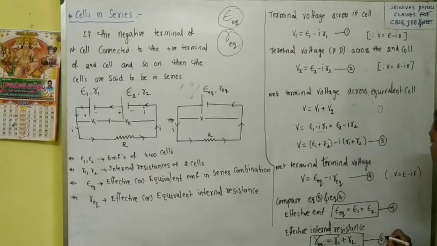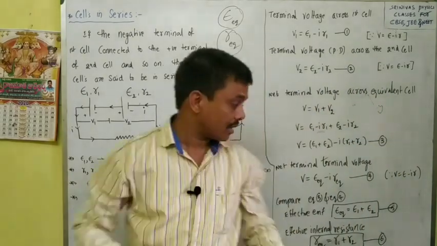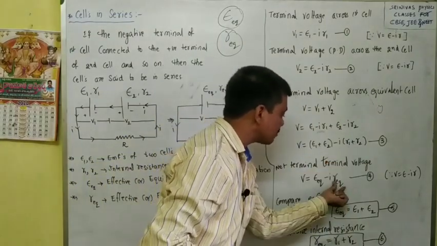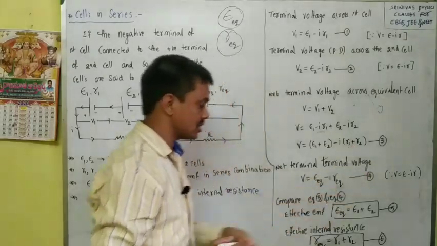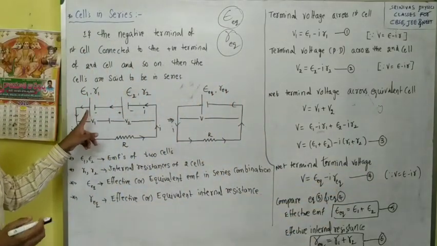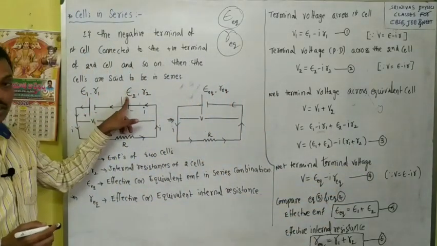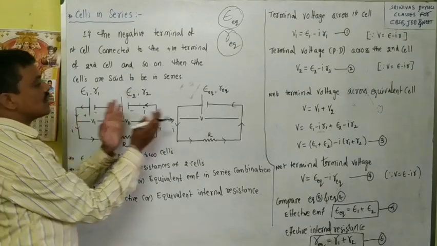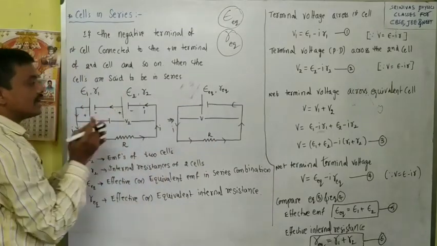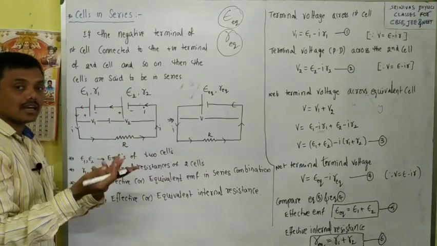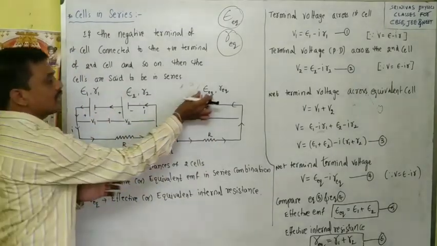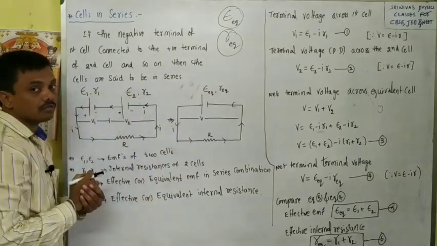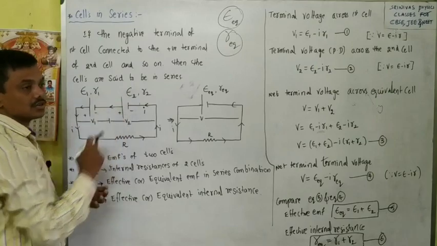Now, how do we find the effective EMF? You can compare here: in place of R equivalent we have R1 plus R2. That means if two cells of EMFs E1 and E2 are connected in series and act as one cell, their effective EMF, the total EMF, is equal to the sum of the EMFs of the individual cells, E1 plus E2.